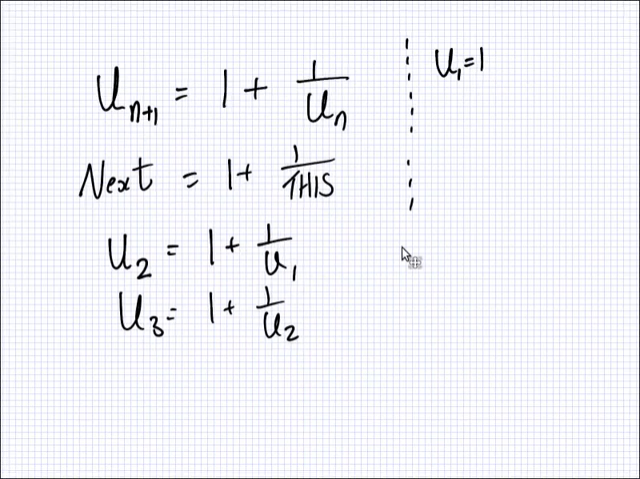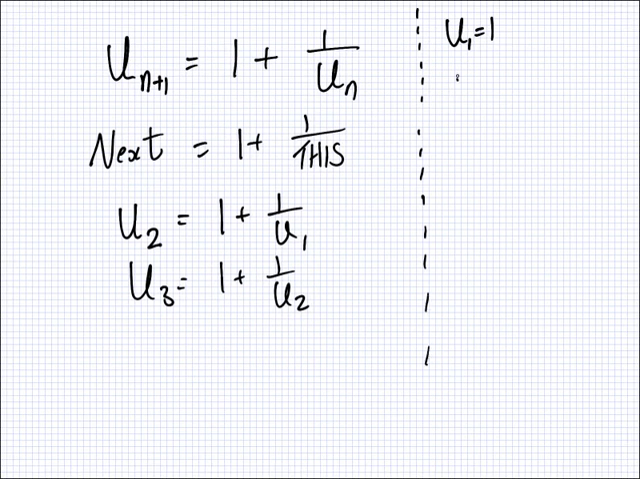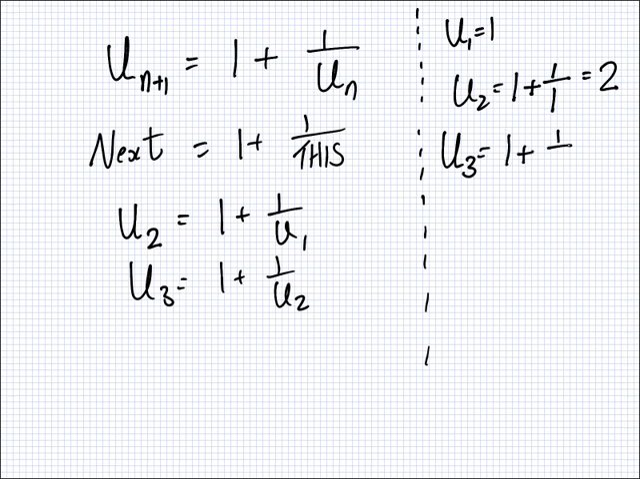So you notice how I gave you the first term already, U1 is 1. What would U2 be? It'd be 1 plus 1 over 1, in total 2. What'd be the next term? It'd be 1 plus 1 over 2. Why 2? Because that was the last term. What's that? 3 over 2. Yeah. What would be U4? 1 plus 1 over 3 over 2, which is 5 over 3? It's the last term.